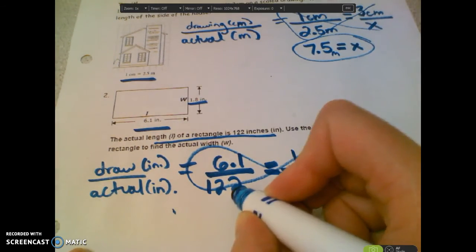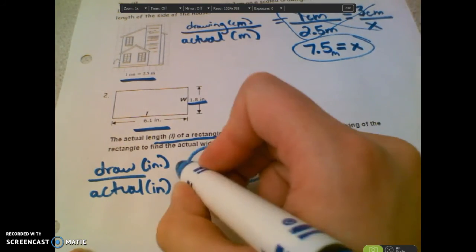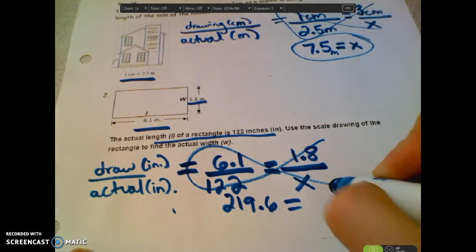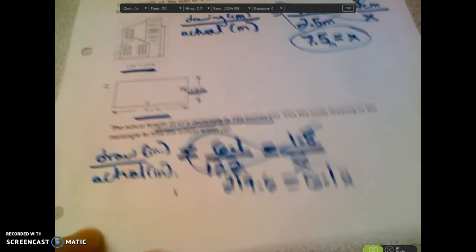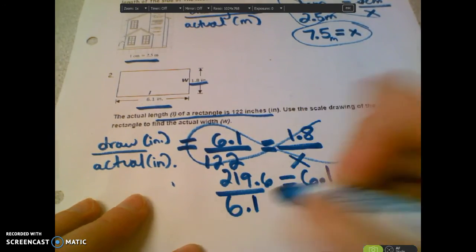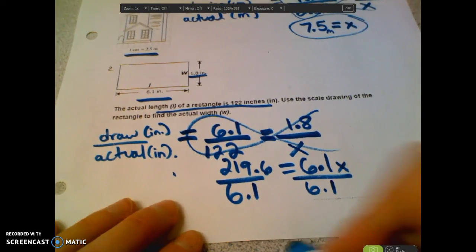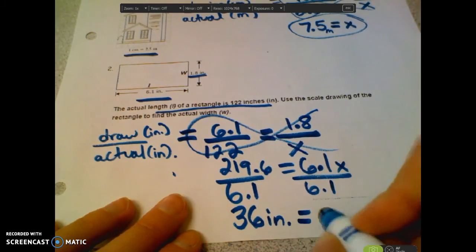So 1.8 times 122 is 219.6, and that's going to be equal to 6.1 times x, which is 6.1x. From there, it's just a one-step equation, so I divide by 6.1 on both sides, and of course you can use a calculator for this type of calculation, and it's going to say 36 inches equals x.